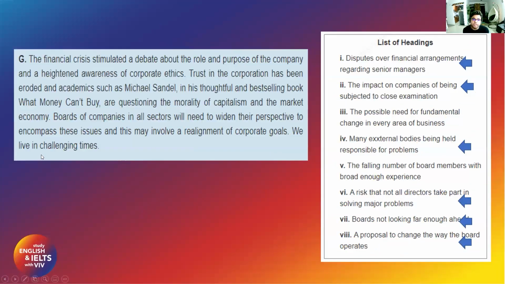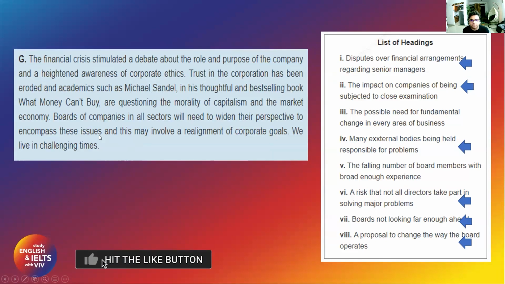Now, moving on to paragraph G, I'll follow the same suggestions. I'll look at the first 2-3 lines. It says, the financial crisis stimulated a debate about the role and purpose of the company and a heightened awareness of corporate ethics. Trust in the corporation has been eroded, and academics such as Michael Sandel, in his thoughtful and best-selling book. This, I don't think I have this anywhere, because it just says the possible need for fundamental change in every area of business, and it talks about the falling number of board members with broad enough experience. So you see, I couldn't find any of these two options in the first three sentences.